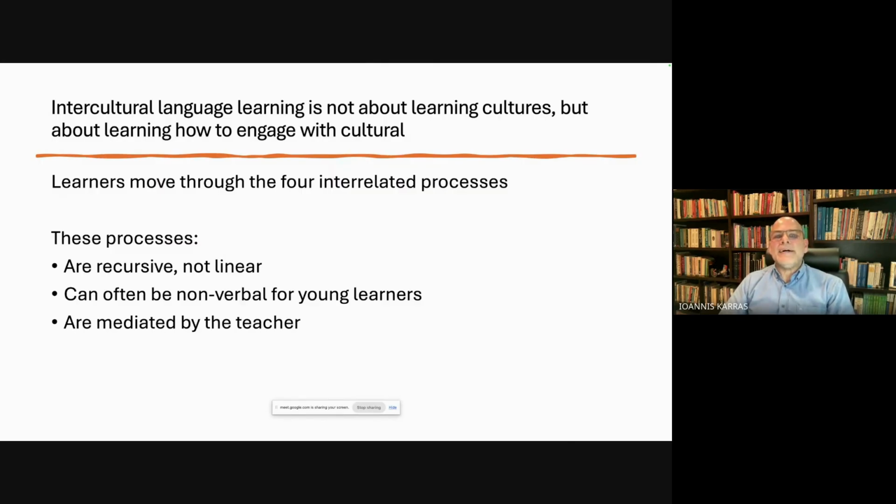Remember that intercultural language learning is not about learning about cultures, but it's about learning how to engage with culture, with cultural elements. So we're not trying to teach our students about cultures in a superficial way, but we're trying to help them engage with cultural aspects. And also remember that the stages I just presented to you are not necessarily done in a linear way. They could be recursive, etc.